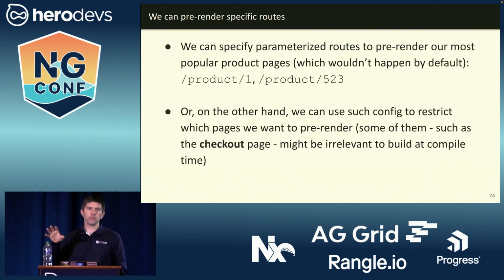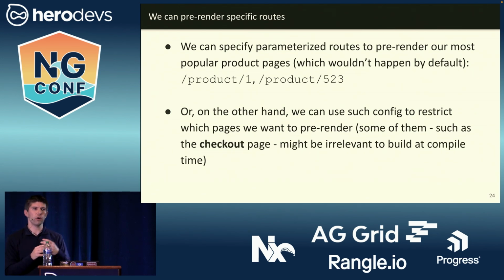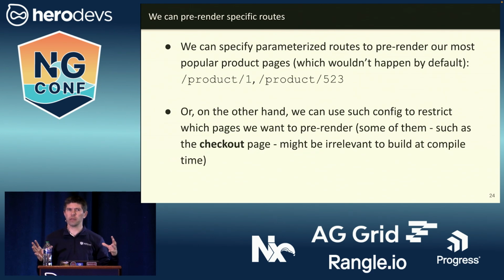We can specify some routes and tell Angular, hey, instead of trying to guess what to pre-render, I'm going to give you a list of all of the URLs I want you to pre-render on the server side. And we're going to see how to do that very soon. Or you can use that same list the other way around and decide that only some pages get pre-rendered up front and not the entire thing. So that list can be used one way or the other, really.